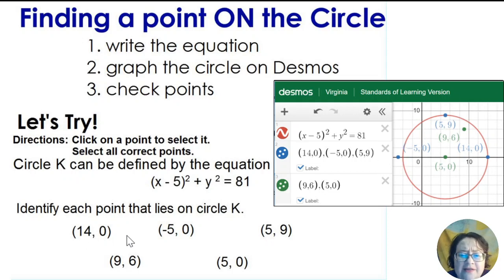So (14, 0), that's right here. That is on the circle. So that one looks pretty good. And (5, 9) is on the circle. So I have 2 of these on the circle. If I look at the others, (9, 6) is inside the circle. (5, 0) is inside the circle. That looks like it's our center. And (-5, 0) is here, but it's really close to the circle, but it's not on the circle. So that doesn't count. So we only have 2 answer choices, (5, 9) and (14, 0).